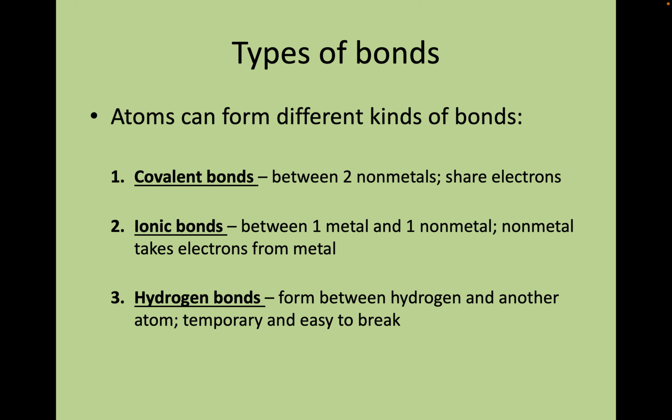So covalent and ionic are super strong and very hard to break apart. Hydrogen bonds break all the time, but they're still important. Hydrogen bonds are how water does things. Hydrogen bonds are also how DNA is held together. They're still super important. They're just not as strong. So let's back up here.